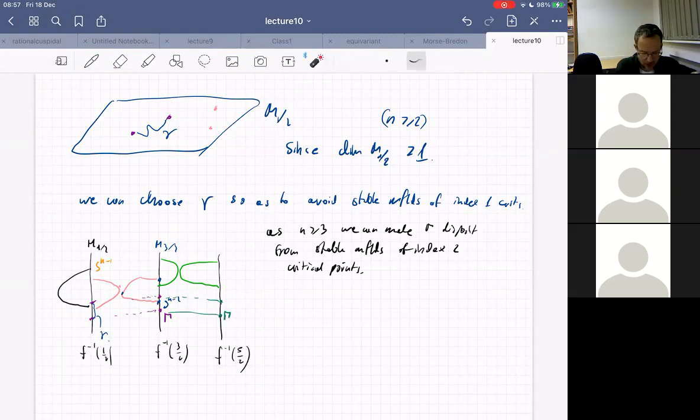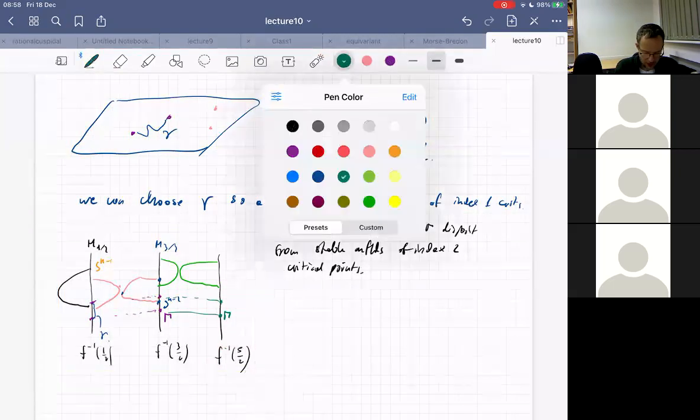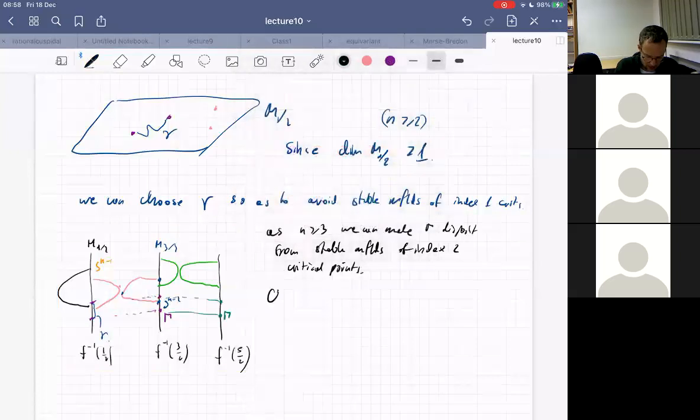And why do I flow it to this level set? Well, the reason I want to work over this level set is that this level set is simply connected. So claim: M5 over half is simply connected. And I think I will leave it as homework.